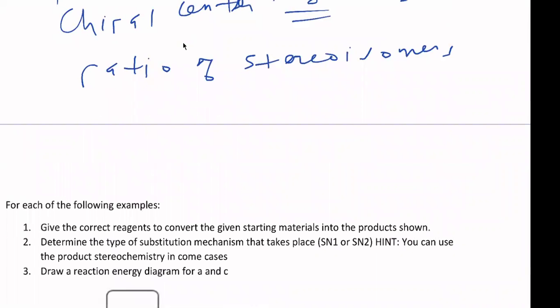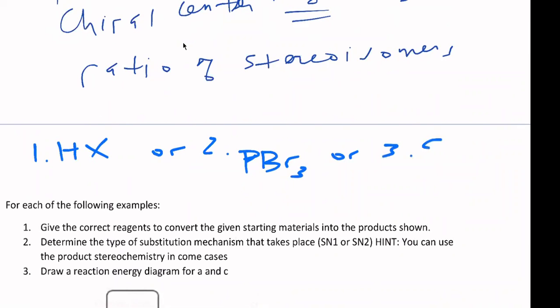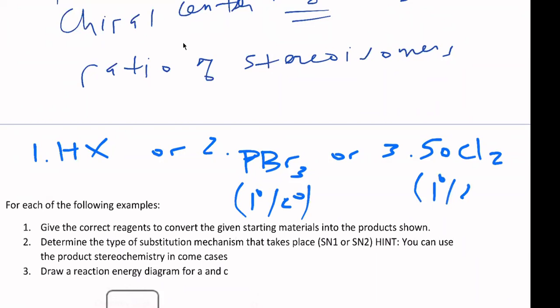All right, we've said that you can use HX or PBr3. Sorry about that, it's getting cut off. Or thionyl chloride, right? PBr3 is primary and secondary alcohols. This is primary and secondary. I'm sorry, yes. Because the NBS will only be for allylic bromination, right? Right. Because it's radical mechanism. Okay. So these are our 3 methods. That's what we have to choose from for each one of these reactions.